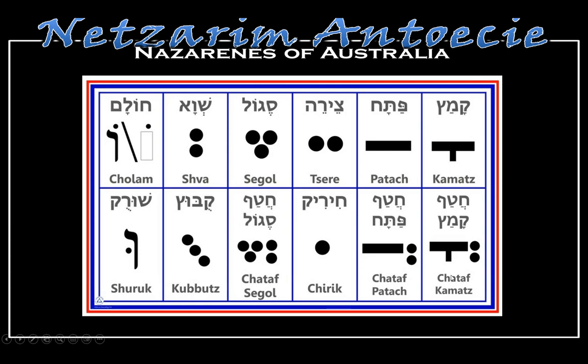And that's all we'll do with these for today. I mean, we do it each week. We try to remember them. Most importantly, try to remember what they're called. Katan kamatz, katan patach, chirik, katan segol, kibbutz, and shuruk.